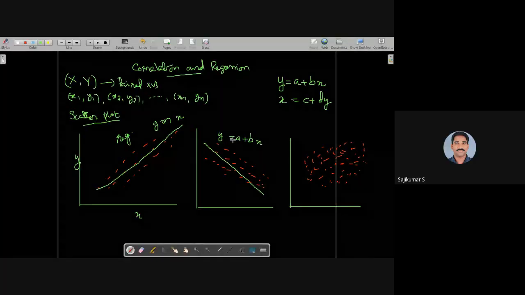Or similarly, you can have another diagram. In the second diagram, see there is also an approximate linear relationship, with the majority of points lying near a line of the form x is equal to c plus dy. Here also we can have an approximate regression line. Here we are taking y as the independent variable and x as the dependent variable. So these are the two cases. There may be a linear relationship of the first type or the second type.